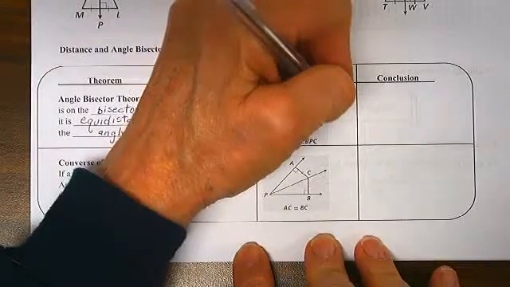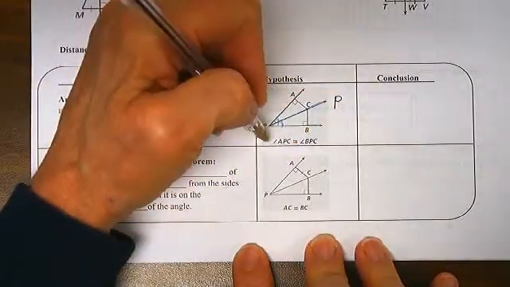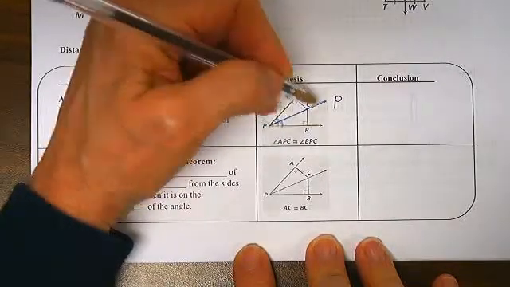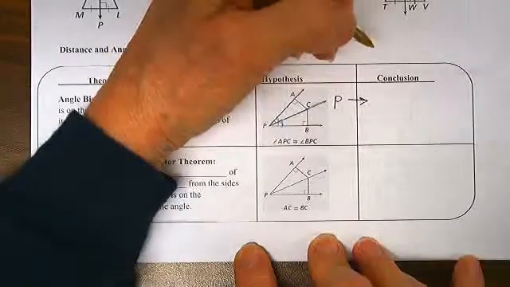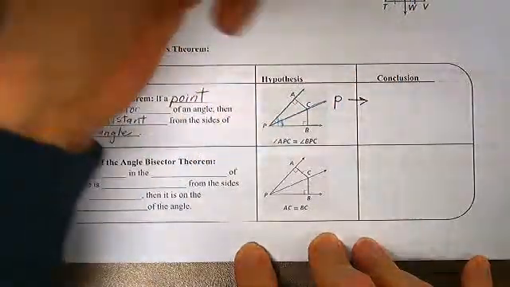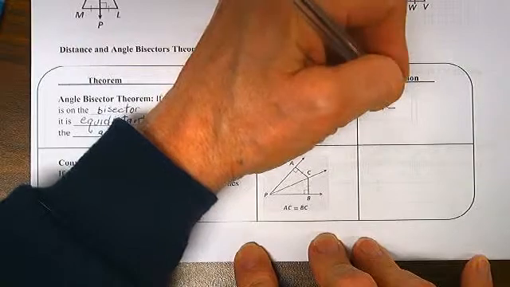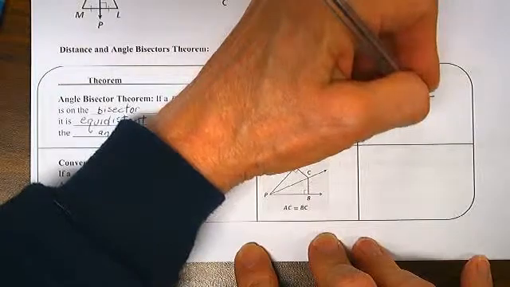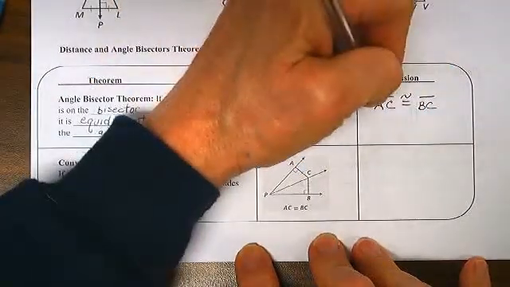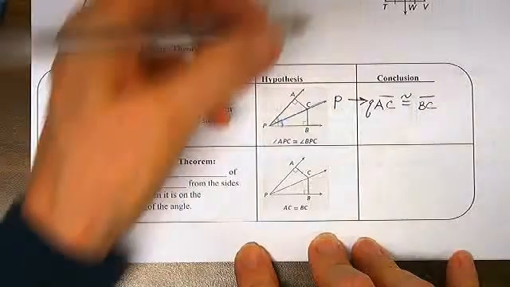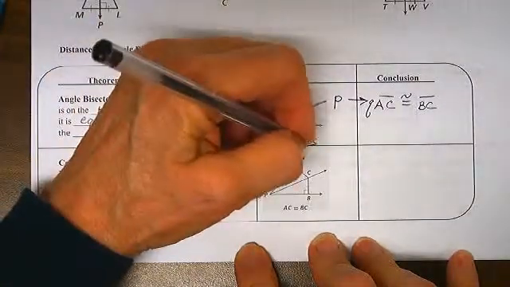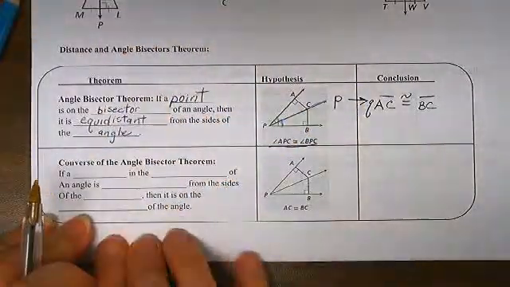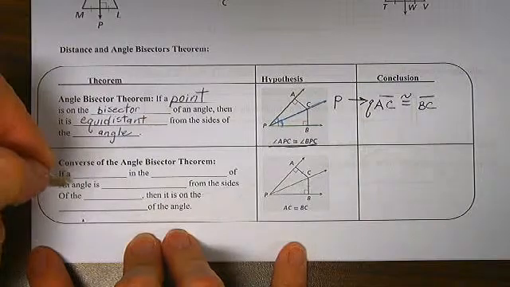If angle APC is congruent to angle BPC, then segment AC is congruent to segment BC. If P, then Q. Well, now what's the converse? The converse happens to be true this time.